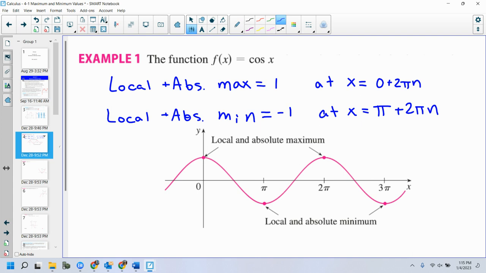Let's think about the basic quadratic, the parent quadratic x squared.